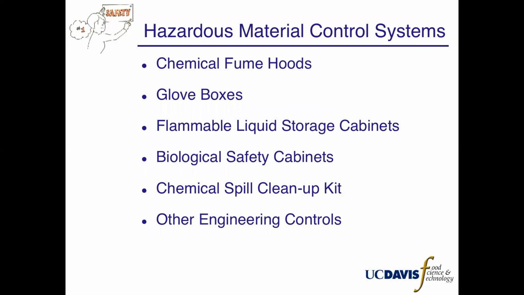There are a number of hazardous material control systems to help mitigate risks of exposure. These are known as engineering controls because they help to remove or contain the hazard if used properly. Examples of these are chemical fume hoods, glove boxes, flammable liquid storage cabinets, biological safety cabinets, and spill cleanup kits.